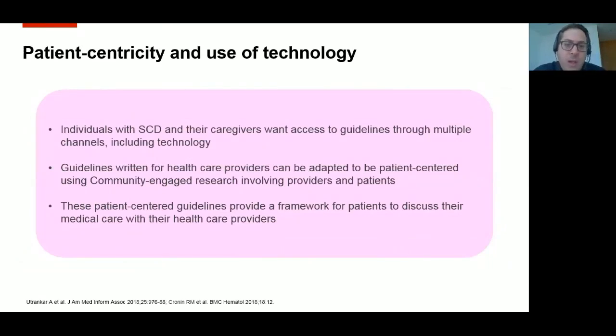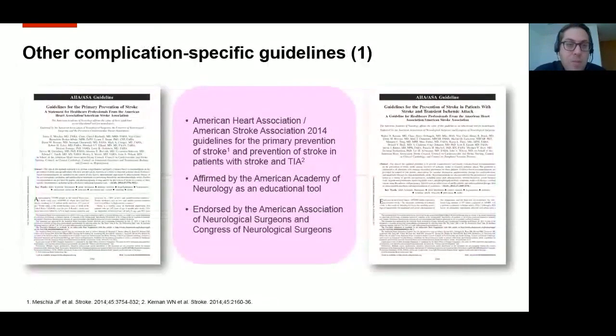And this is all in line with some studies that were conducted by groups involved in the ASH guideline development, looking at the needs of patients and how they view technology as an enabler for them to have access to simplified versions of the guidelines. So ASH did a good job, I must admit, in addressing such a need that is clearly identified by patients themselves.